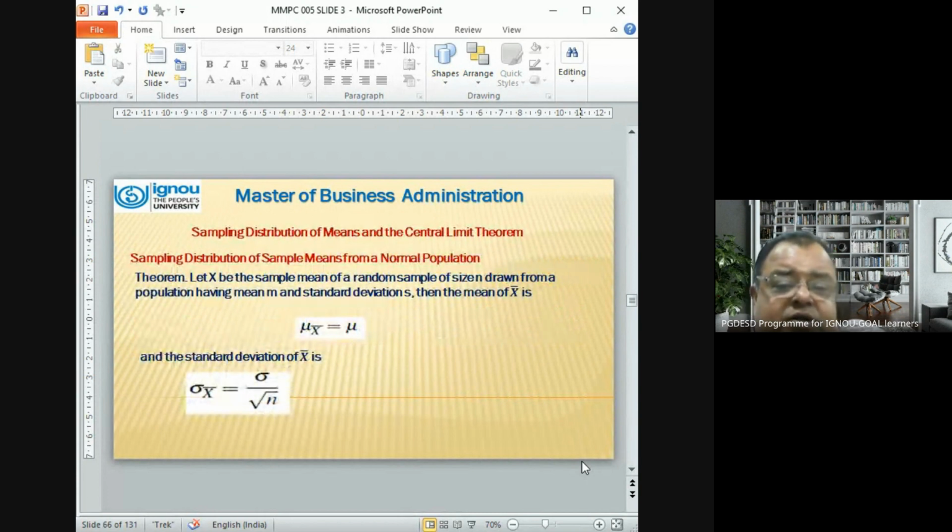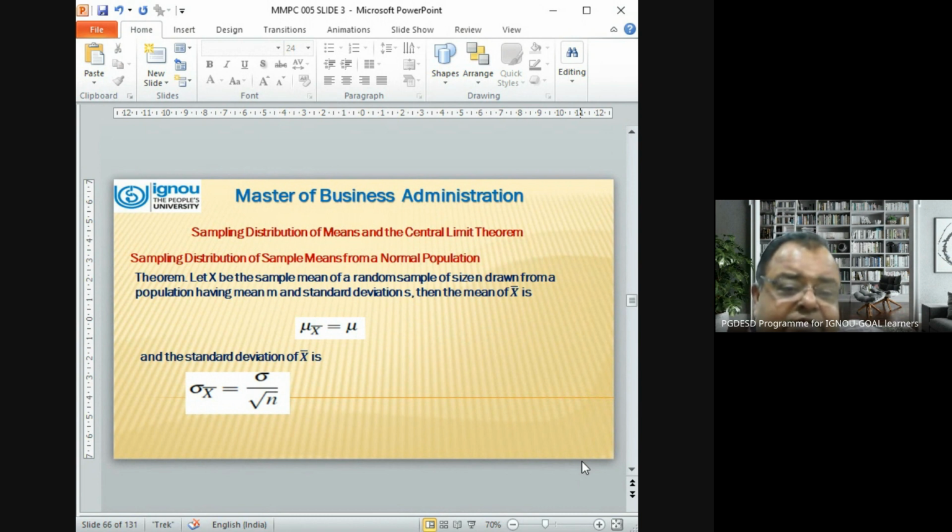Sampling distribution of means and the central limit theorem. Now actually, till now it was the theory part. From this onwards, the mathematical components, mathematical things will start.